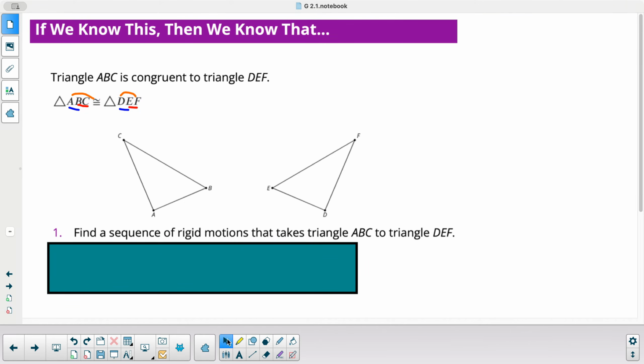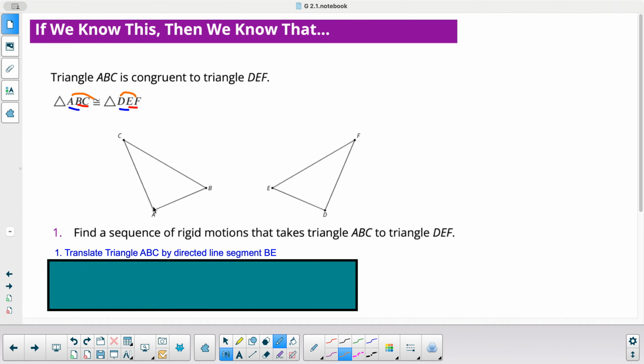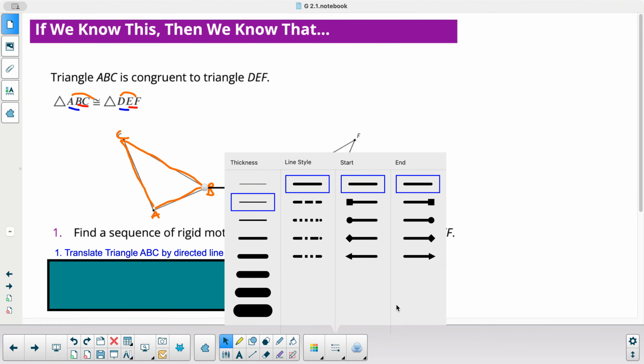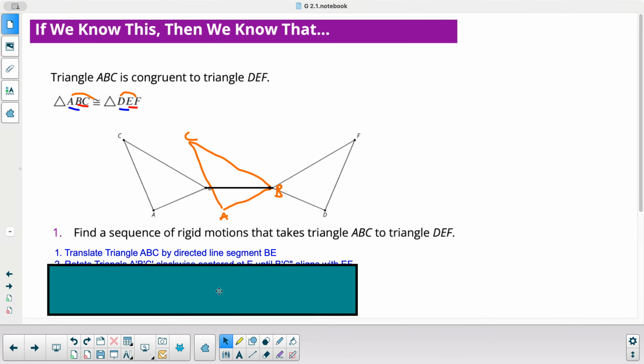So there's a couple different rigid motions you could do. Let's see what I put here. I put translate triangle ABC by directed line segment BE. So let me trace this. So by directed line segment BE. So there's my directed line segment. I should have put that with an arrow. There we go. We get the B and the E to line up.